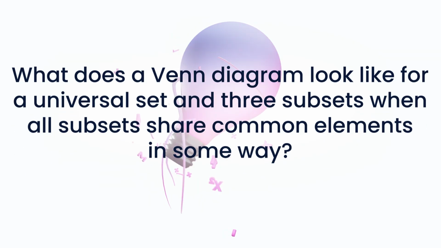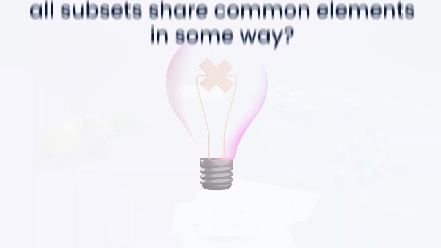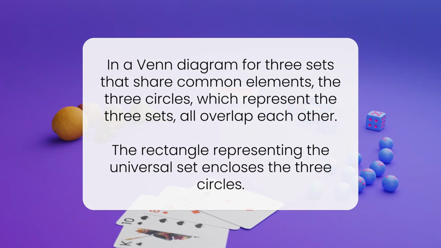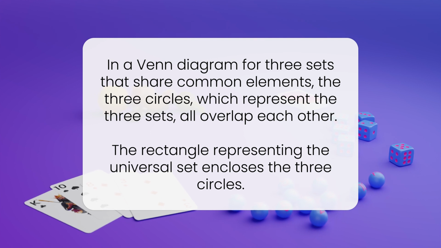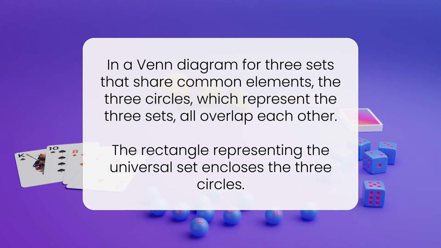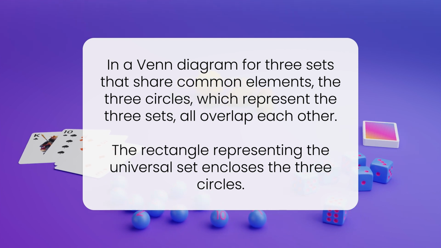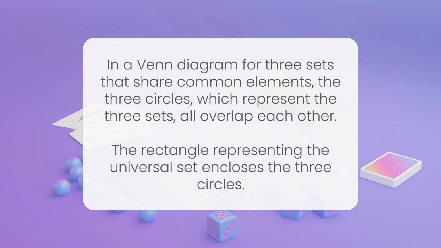What does a Venn diagram look like for a universal set and three subsets when all subsets share common elements in some way? In a Venn diagram for three sets that share common elements, the three circles, which represent the three sets, all overlap each other. The rectangle, representing the universal set, encloses the three circles.